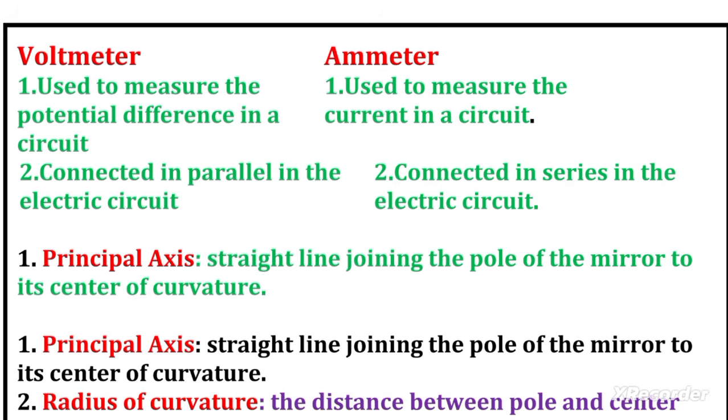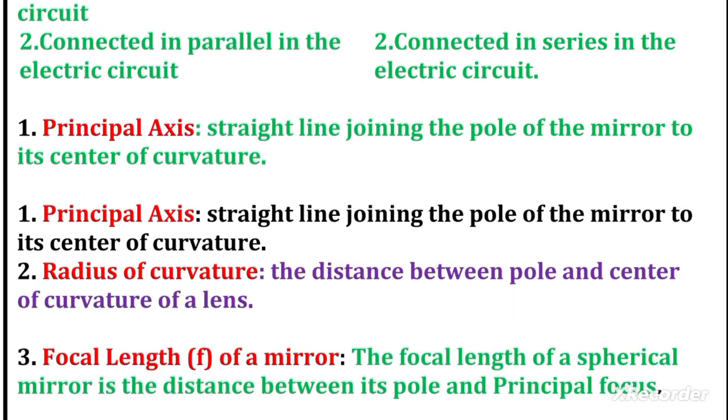Difference between voltmeter and ammeter. A voltmeter is used to measure the potential difference in a circuit. An ammeter is used to measure the current in a circuit. Second point, a voltmeter is connected in parallel in the electric circuit. This related question was asked in preparatory 3 also. An ammeter is connected in series in the electric circuit.